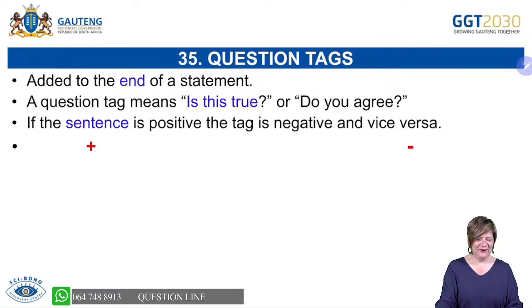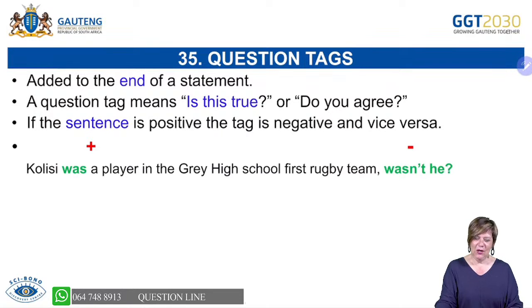Let me give you an example. Kulisi was a player in Grey High School first rugby team. Can you see that's a positive sentence? So our tag has to be negative. Wasn't he?